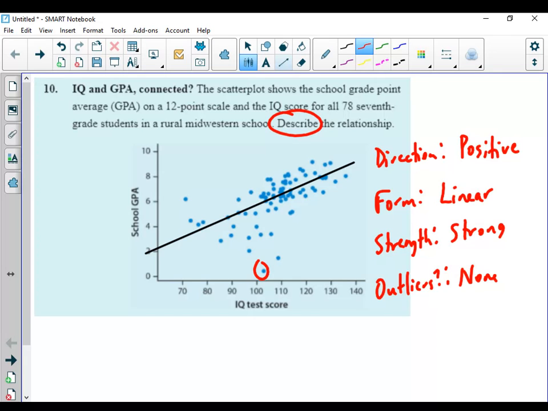When we get to quizzes and tests, if I ever asked you that, I'd make it pretty clear that it's an outlier. So just a reminder, these 4 things should be involved in your description. Remember they ask you to describe it.